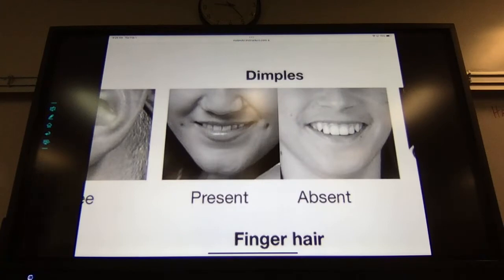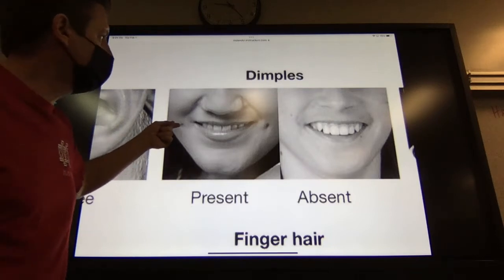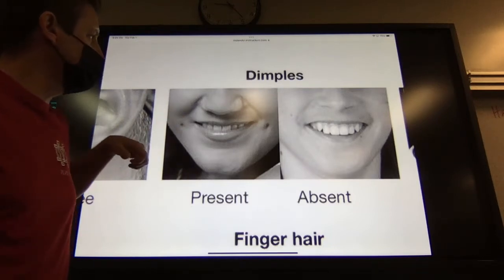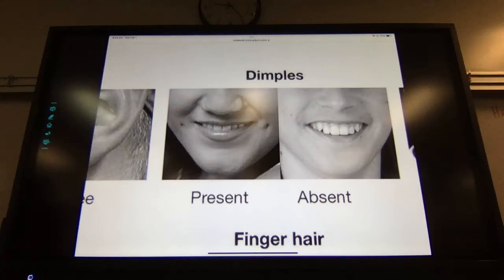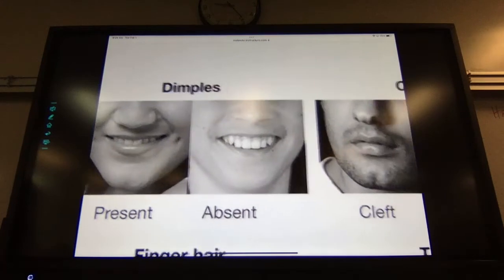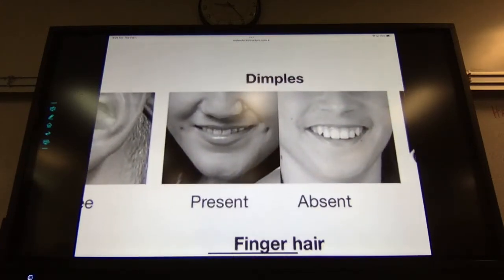Dimples. If you have dimples, indentations in your cheek or next to your mouth, and somebody yesterday said, well, I only have one dimple, so does that count? Yeah, if you have one dimple, that's dimples. So absent is when you don't have any. And then the cleft of the chin.